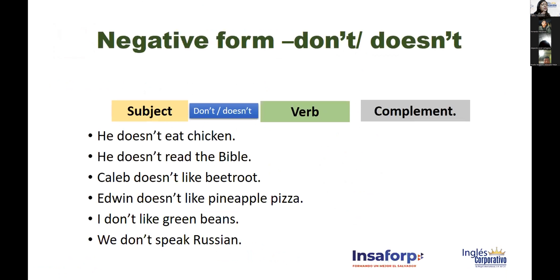Okay, what about negative form? For the negative form, we use the auxiliary don't or doesn't. I'm sorry, guys. Please participate. The teacher is sleepy, so you have to help me. You have to participate. We have the negative form, don't and doesn't. We have the subject, the auxiliary. Which is the auxiliary we use in negative? Doesn't. Then the verb in the base form and the complement.